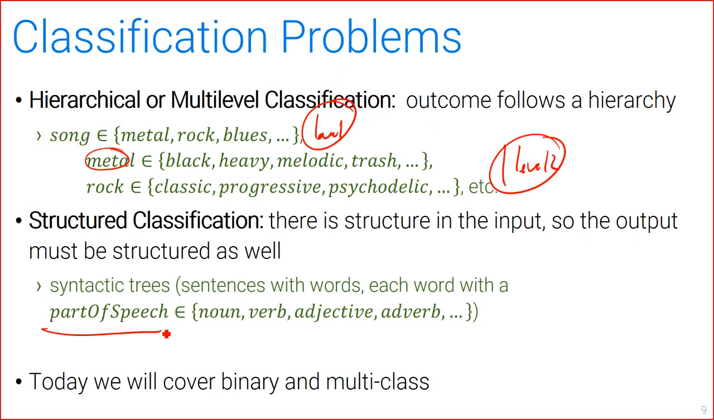So as you see, classification problems can be of very different natures, more or less complicated. And today we're going to cover only binary and multi-class problems. So only the cases in which there is one possible class assigned to the observation, and it could come from a binary vocabulary or a multi-class vocabulary with more than 2 classes.